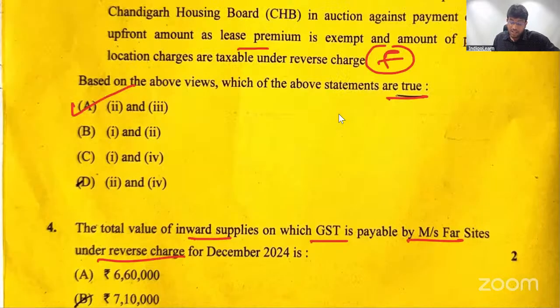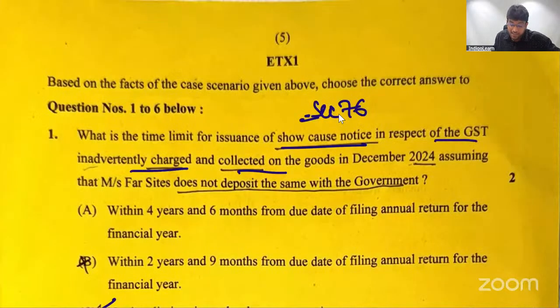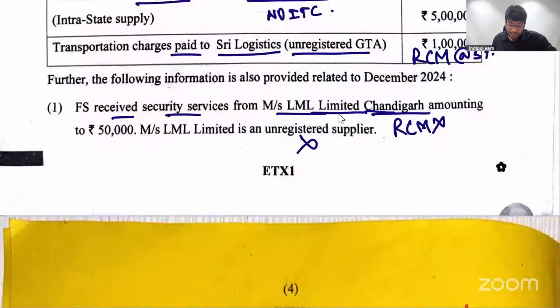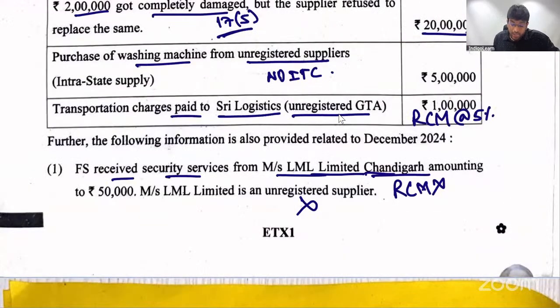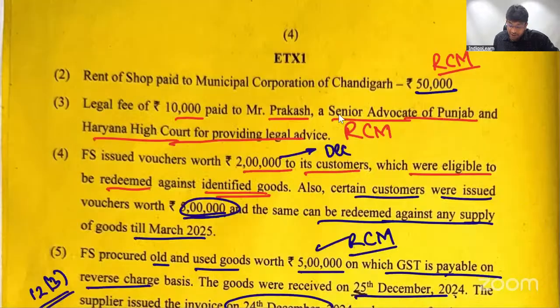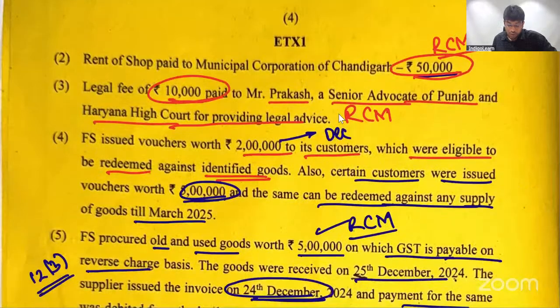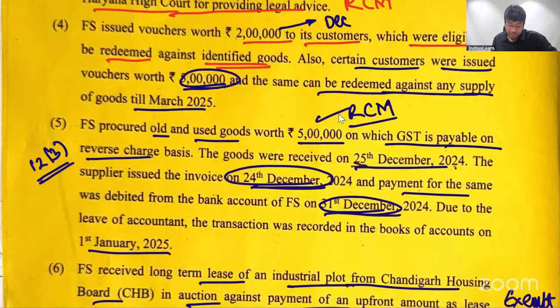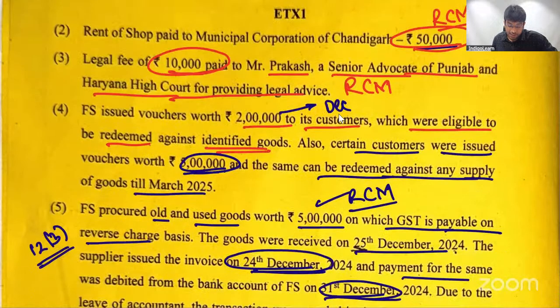Reverse charge, first it is 50,000, it is RCM. 10,000 it is RCM, total is 60,000 RCM. Apart from 60,000, you also have 5 lakh rupees, which is also RCM. So 5 lakh plus 60 is 560. Anything else? Let me check.